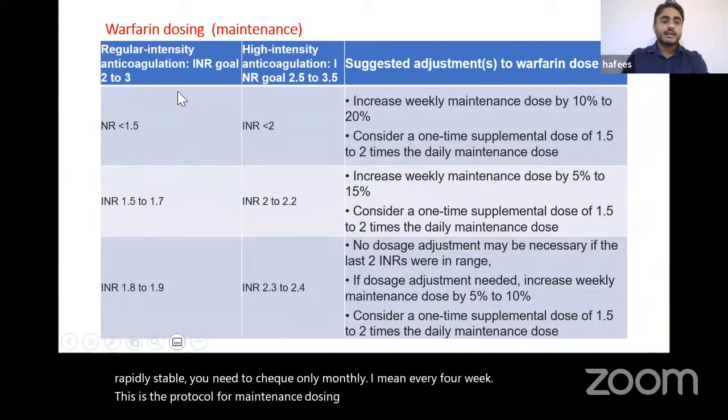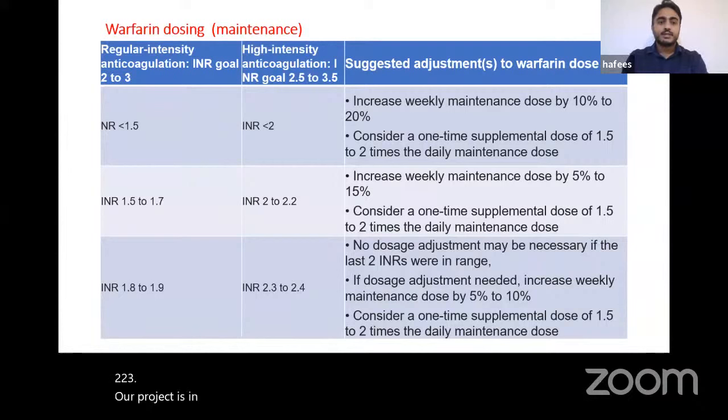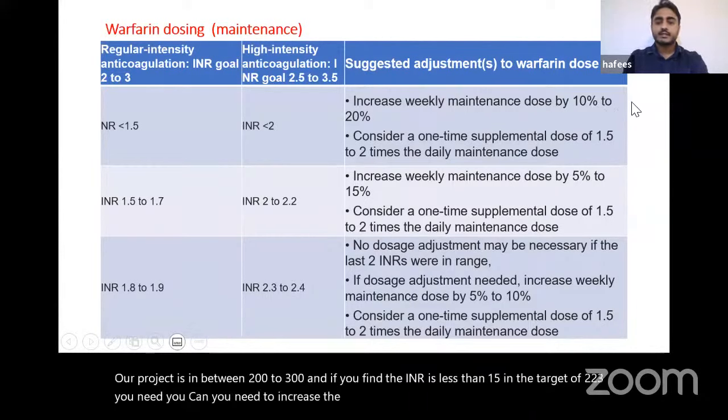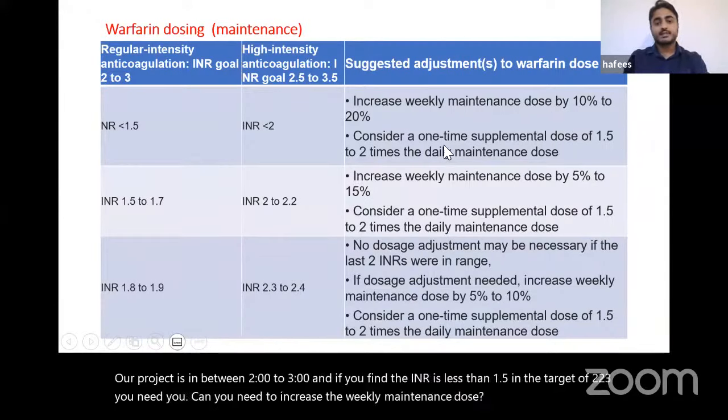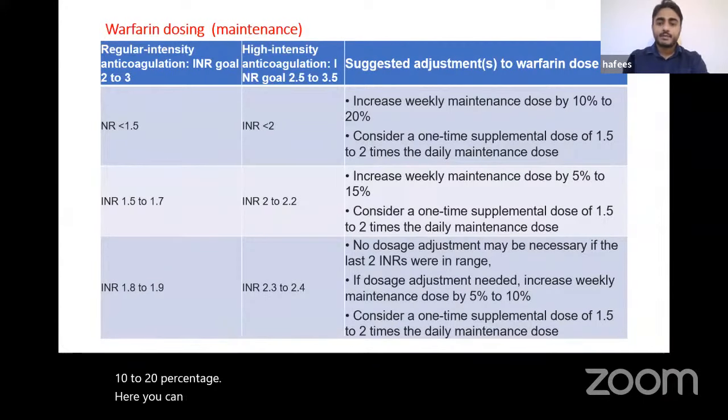In case of regular intensity anticoagulation with INR 2 to 3, our target is between 2 to 3, and if you find the INR is less than 1.5, you need to increase the weekly maintenance dose by 10 to 20%. Here you can consider a one-time supplemental dose of 1.5 to 2 times the daily maintenance dose.